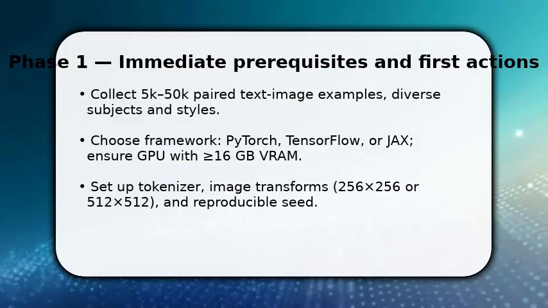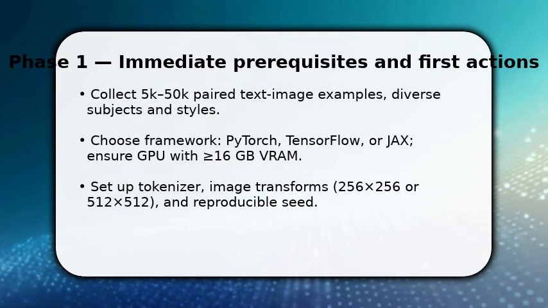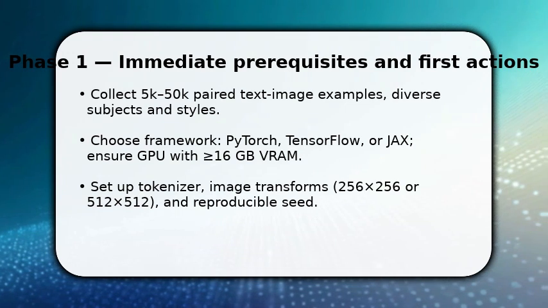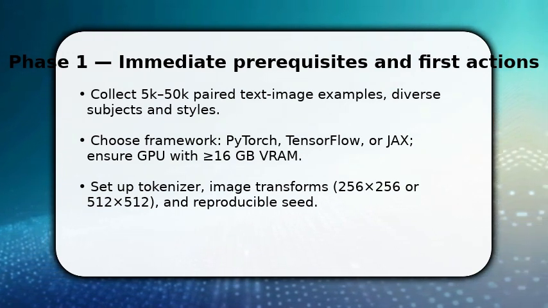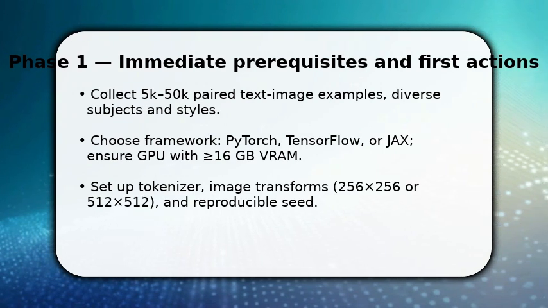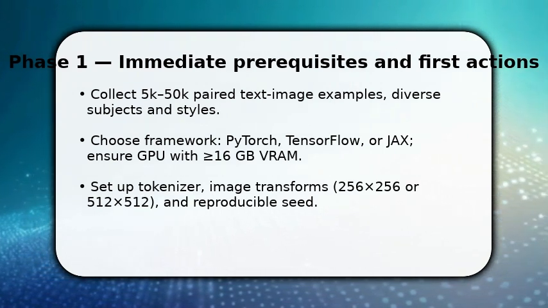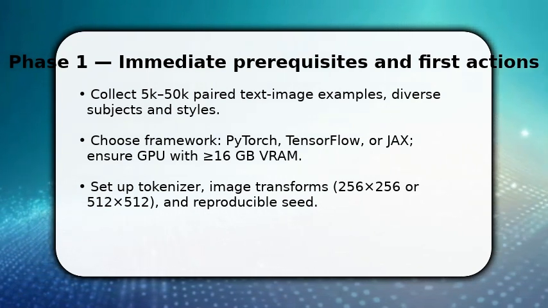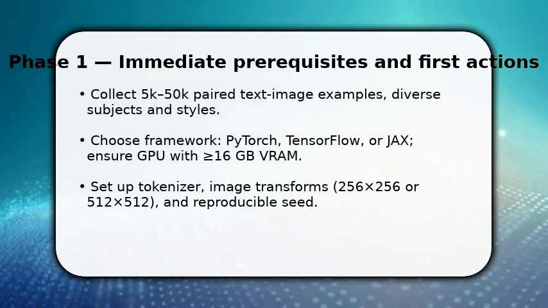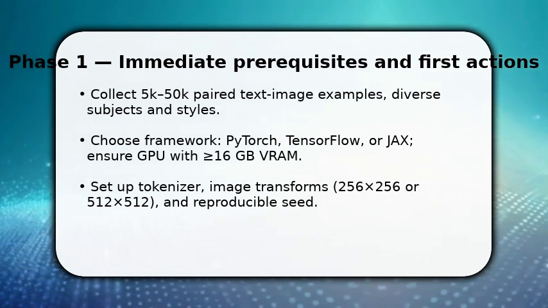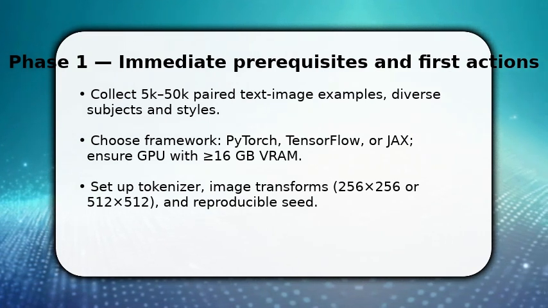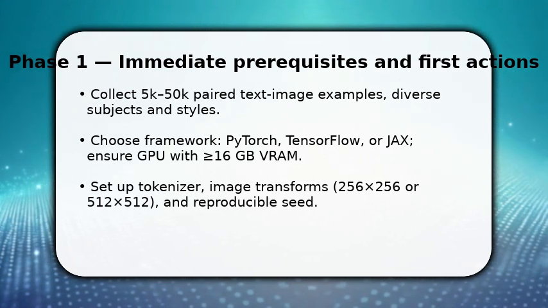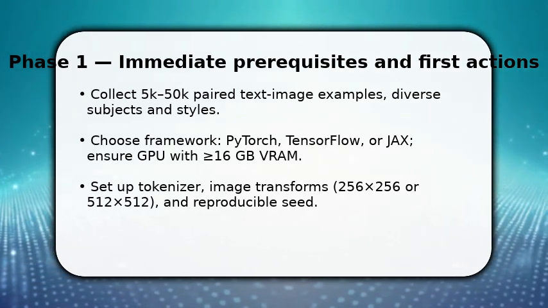Please enjoy the video. You start by assembling quality pairs so your model learns grounded mappings. Gather 5K to 50K examples and balance subjects. Next, install and configure your framework. PyTorch if you want broad community support. Then provision a GPU with at least 16 GB. Once done, prepare a tokenizer for captions and image transforms to a consistent resolution. This stabilizes training. Make sure to set a reproducible seed and version your data. These first steps put you in a position to train reliably and iterate fast.